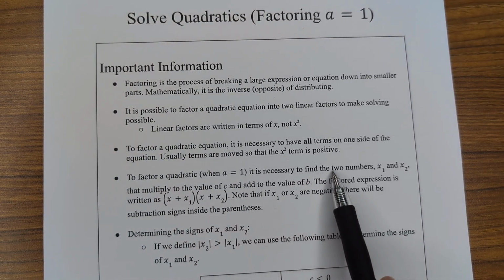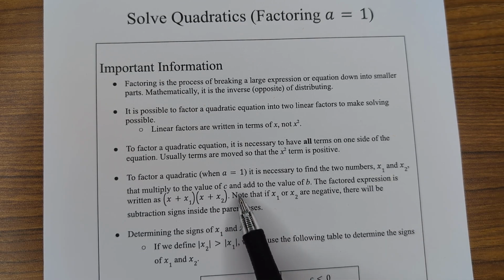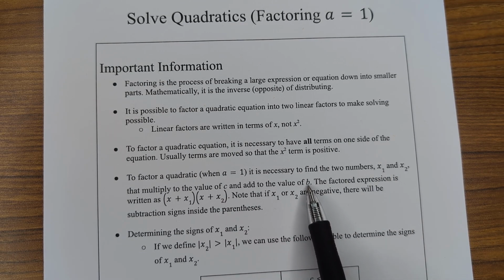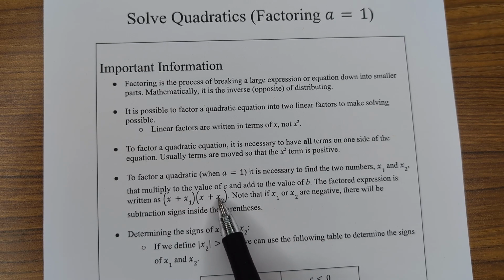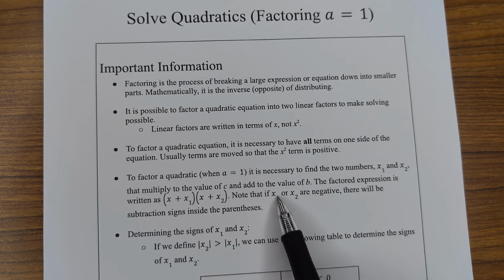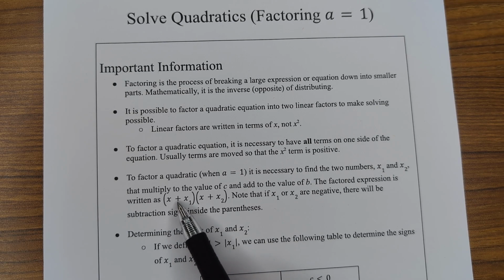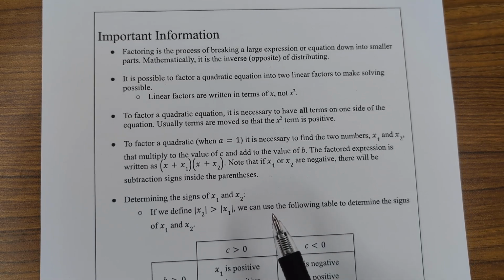So you're going to find two numbers, x1 and x2, that multiply to the value of c and add to the value of b. The factored expression is written like this: (x + x1)(x + x2). So the regular x's will stay x's, and x1 and x2 will be numbers. If x1 or x2 is negative, there will be subtraction signs here instead of addition signs.